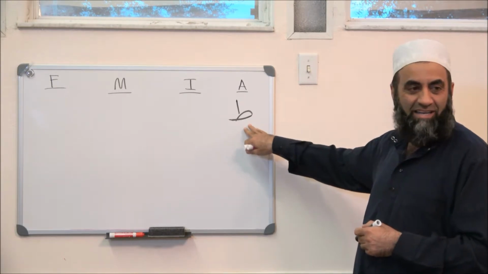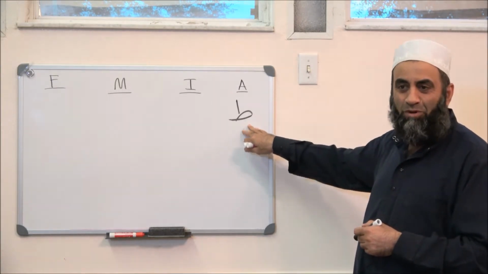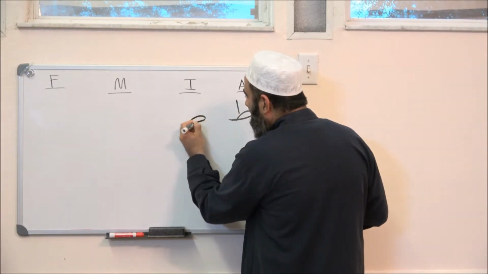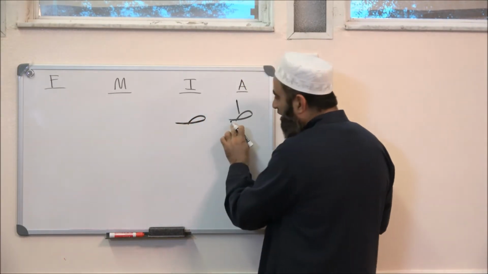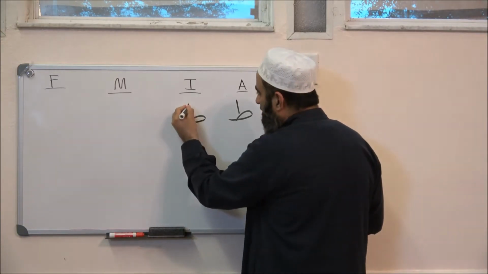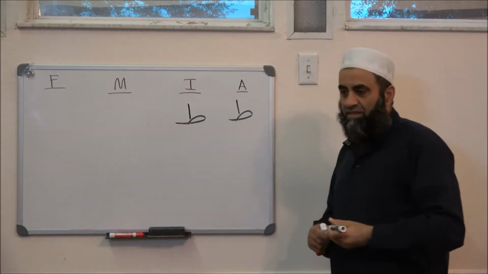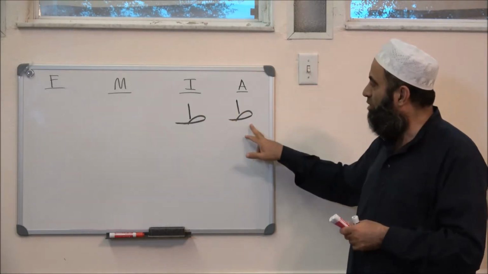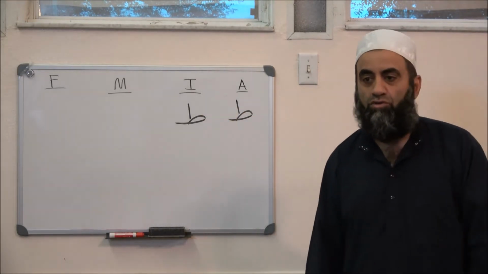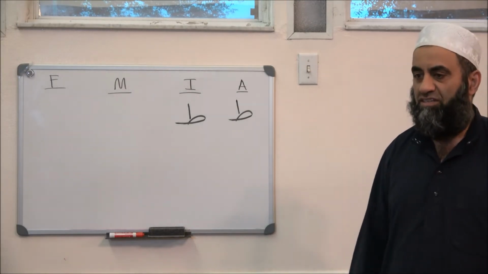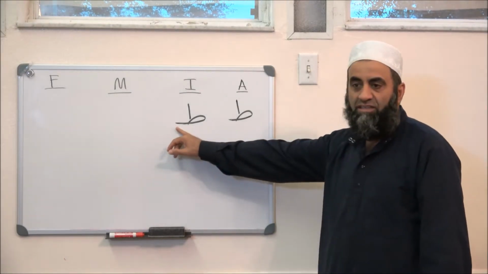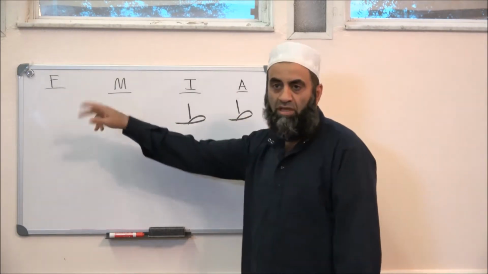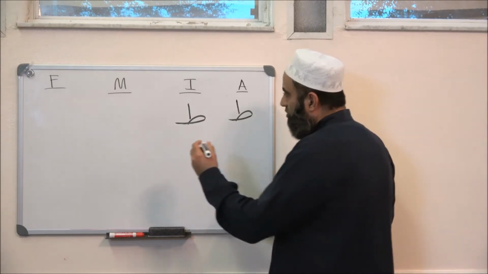This is my standalone form. And the initial form is very similar. I just extend a little bit the connection wire. So actually there is not much difference between the initial form and the standalone form in the letter Ta. It's basically the same, just extending the connection wire. Now I have the standalone and the initial. I can get the middle and final by adding connection wires.